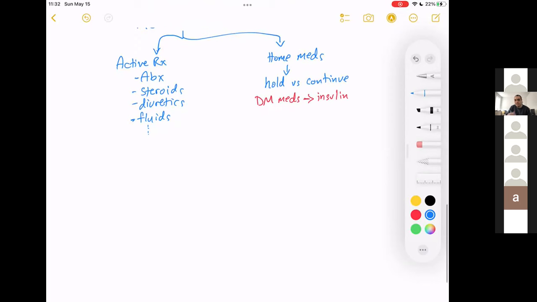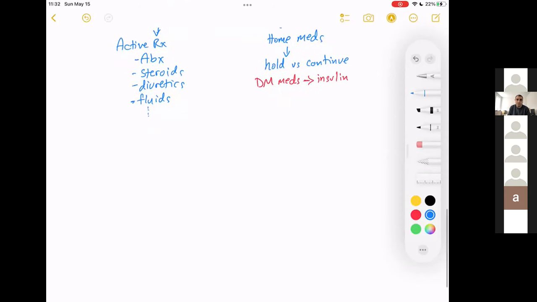And then the rest of the medications, it depends, right? Like somebody hypertensive has antihypertensives at home, but they're showing up with septic shock. You're not gonna continue their beta blockers. You're not gonna continue their amlodipine. You're gonna stop it, right? So you're gonna determine whether to hold or to continue the home medication based on your clinical judgment, all right?